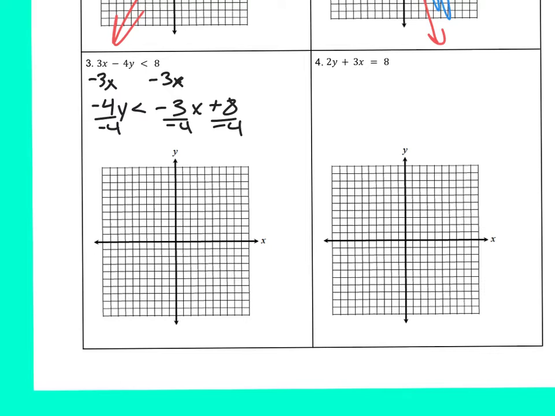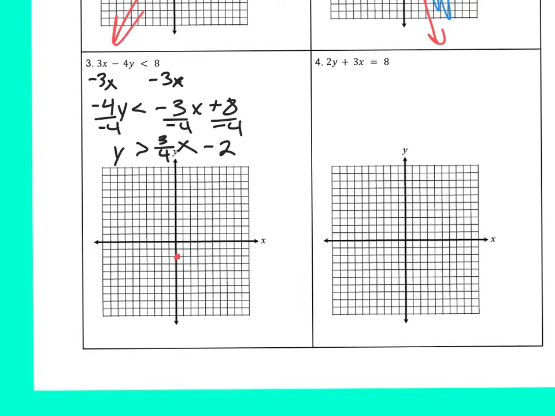So now I end up with y greater than. Why is it greater than? Because the signs flip when they both are negative. Yep, the signs flip when we divide by a negative. If you don't have this down, please make sure that you are writing and not sleeping. Okay. Negative 3 over negative 4. What happens there? It becomes positive 3 over 4. Yeah, it's going to be a positive 3 over 4x. And then 8 divided by negative 4? Negative 2. Good.